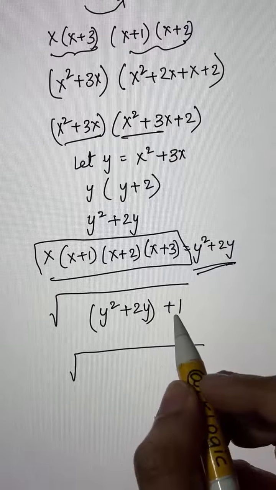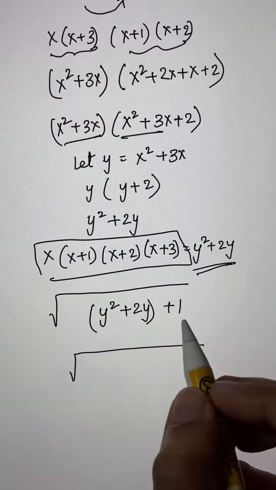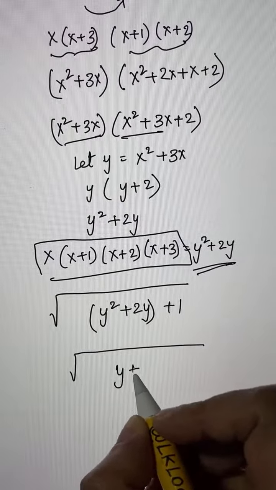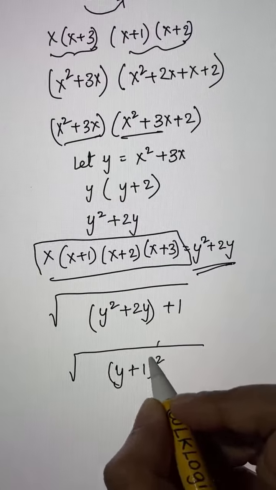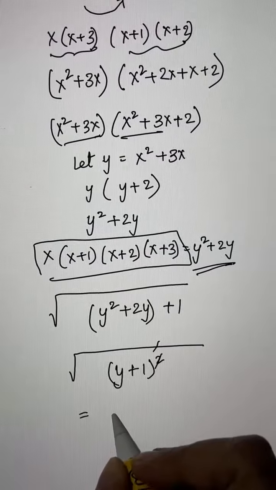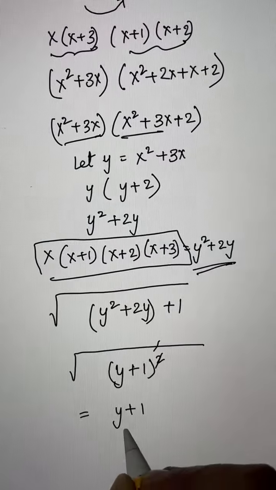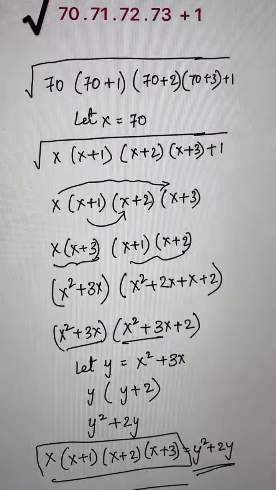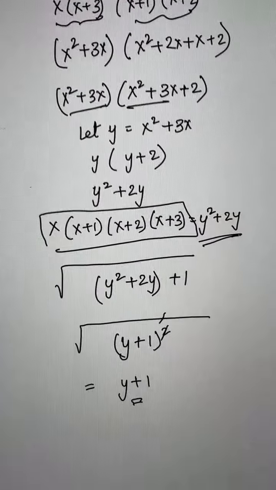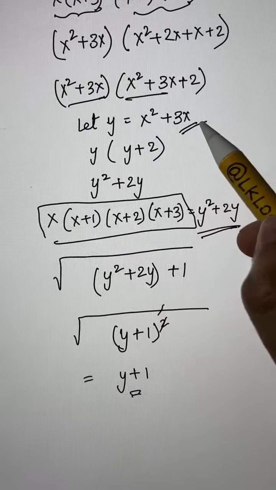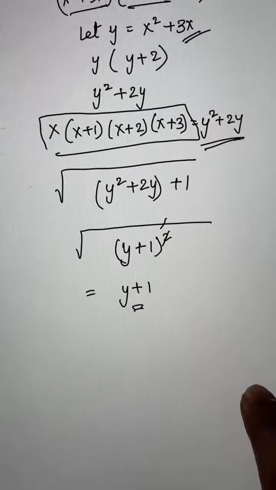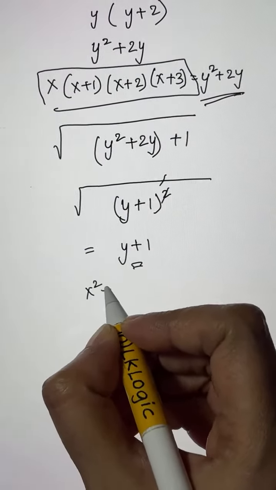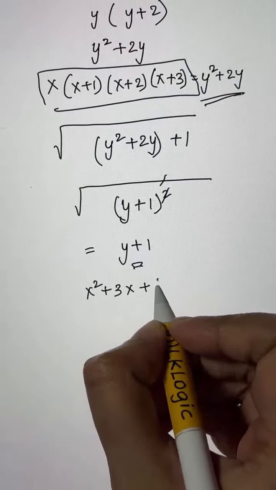So now this is y squared plus 2y plus 1. a squared plus 2ab plus b squared is a plus b the whole square. So you get y plus 1 the whole squared. Root and square get cancelled. You have y plus 1 as the answer. What is your y? x squared plus 3x from here. Let me just put it back: x squared plus 3x plus 1.